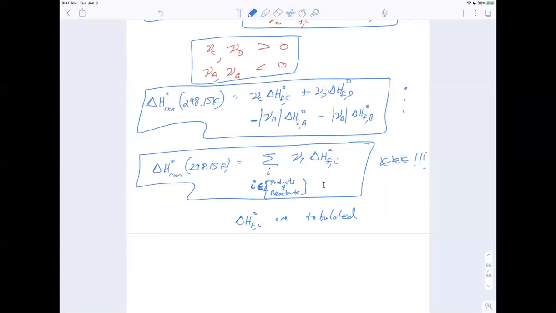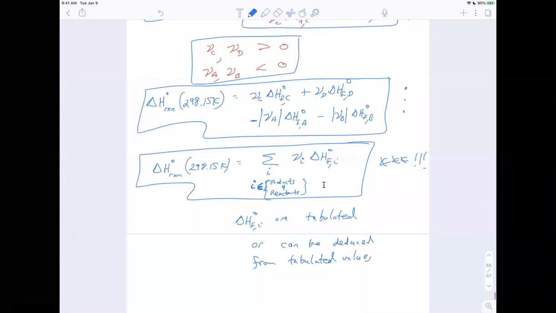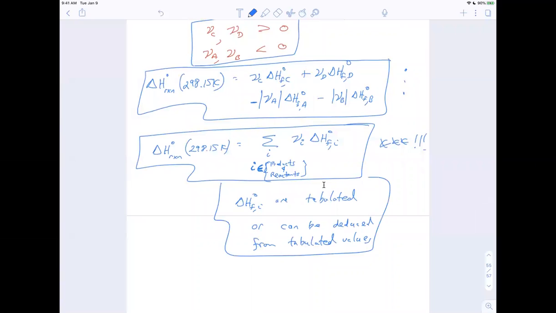Okay. Or they can be deduced from tabulated values. Okay, so you don't have to memorize them. You're given those values. Okay, any questions so far? I'm going to move on.